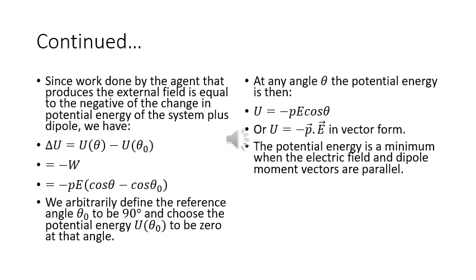Since work done by the agent that produces the external field is equal to the negative of the change in the potential energy of the system plus the dipole, we have delta U equal to U theta minus U theta 0, which is minus W, which is equal to minus P E times cos theta minus cos theta 0. We can arbitrarily define the reference angle theta 0 to be 90 degrees and choose the potential energy U theta 0 to be 0 at that angle. At any angle, therefore, the potential energy is given by U is equal to minus P E cos theta, or U is equal to minus P dot E in vector form. The potential energy is a minimum when the electric field and dipole moment vectors are parallel.